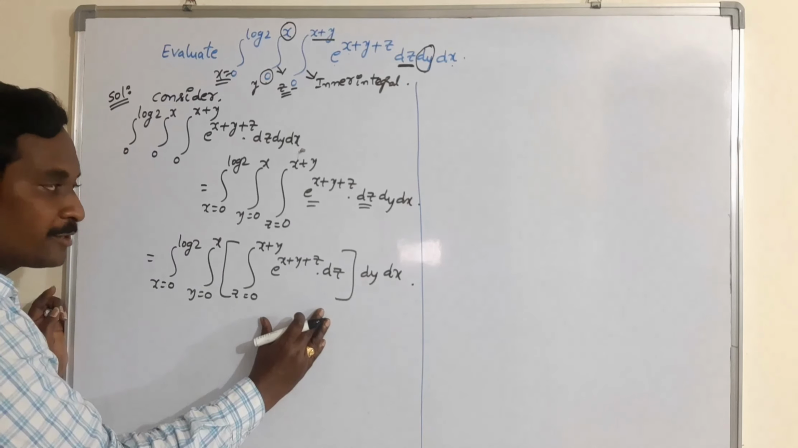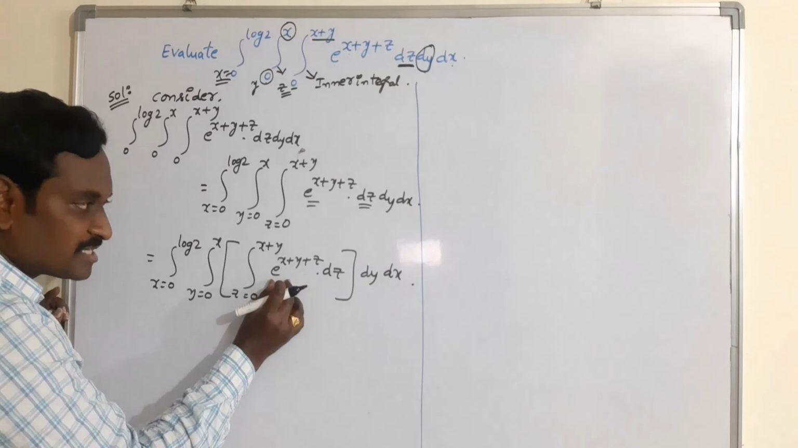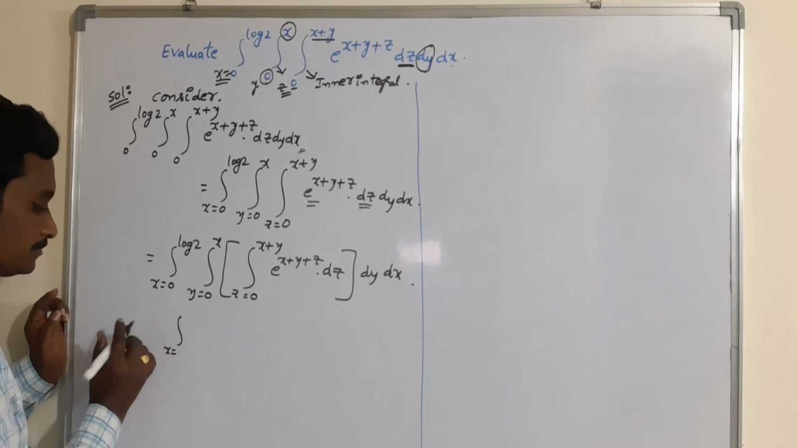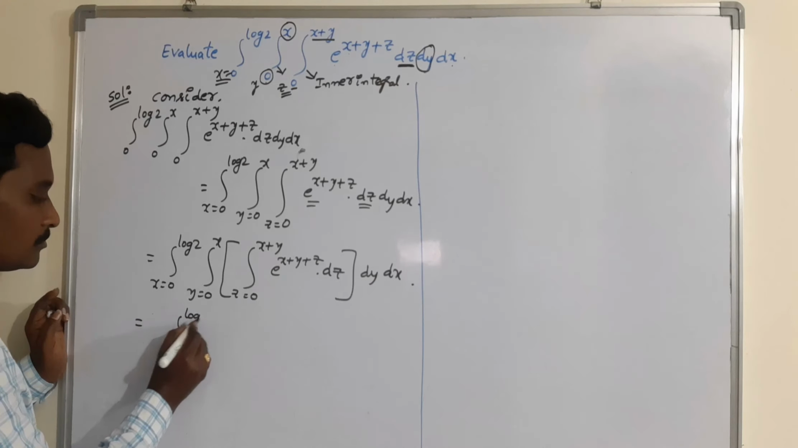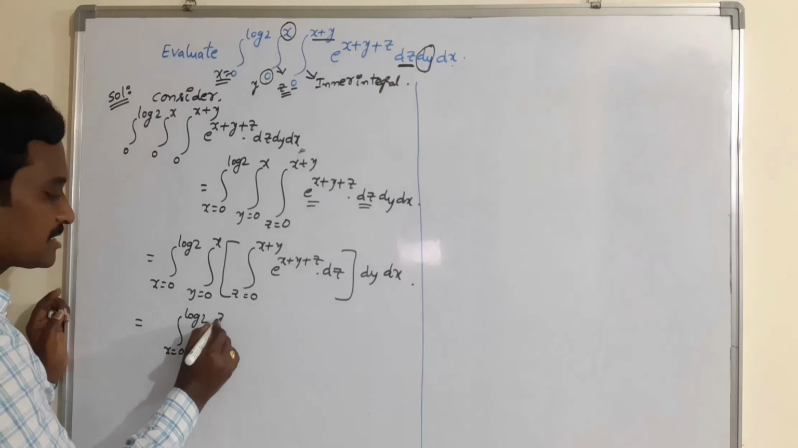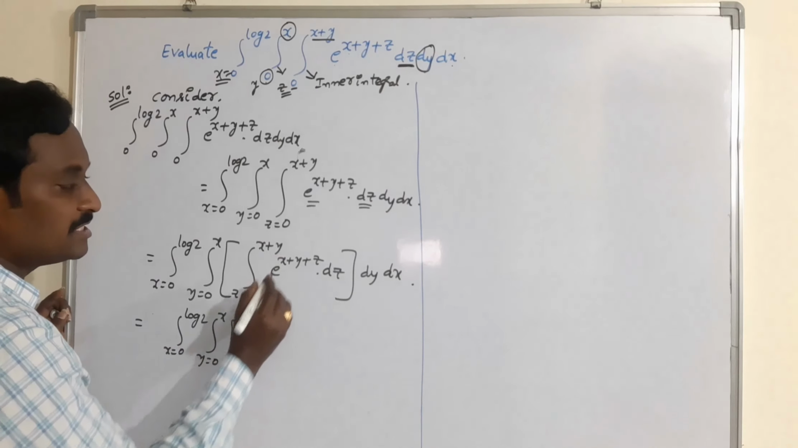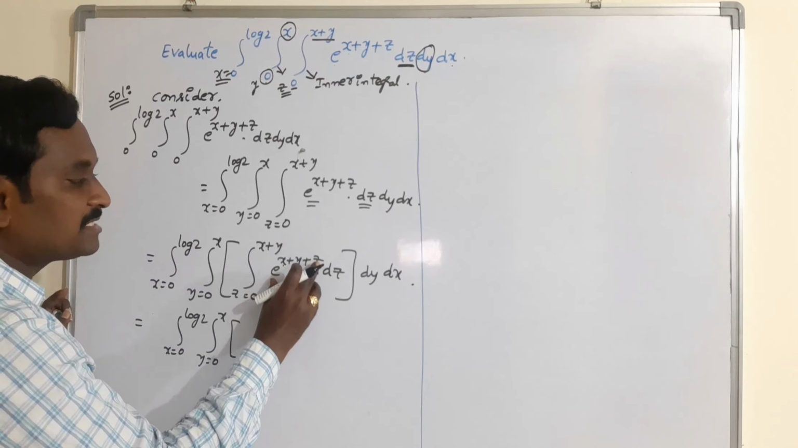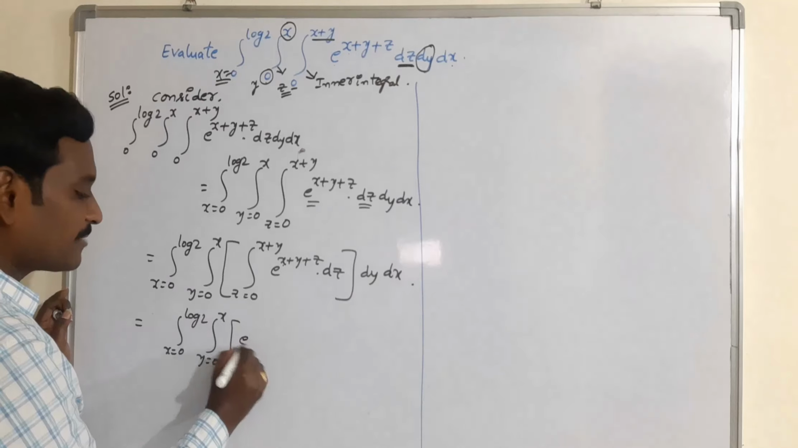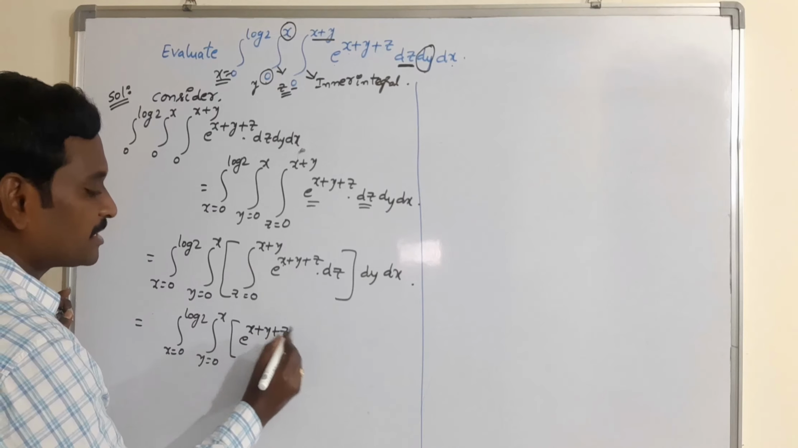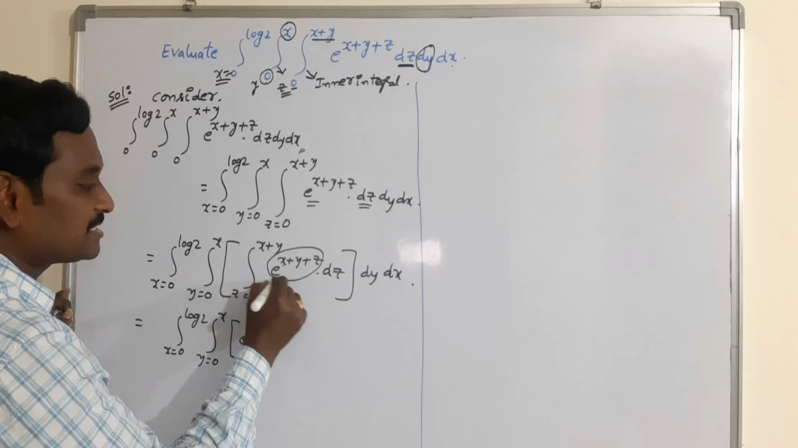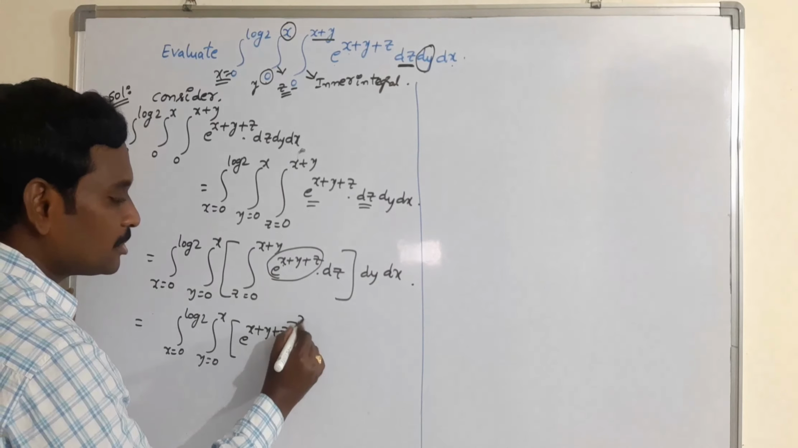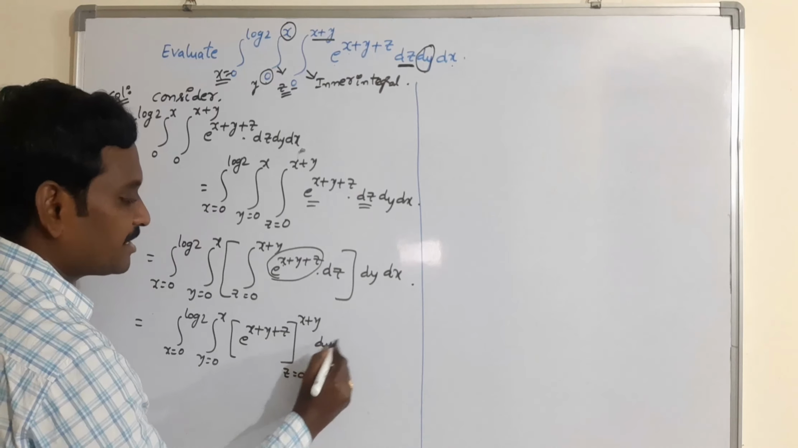It means that we are going to take the integration of this function with respect to z first. So that is equal to integral x is equal to 0 to log 2, integral y is equal to 0 to x. We know that in this case we should treat x and y as constants. So the integration of e power z with respect to z is itself. That's why I am writing here e power x plus y plus z. The integration of e power x plus y plus z with respect to z is itself, within the limits z is equal to 0 to x plus y, dy dx.